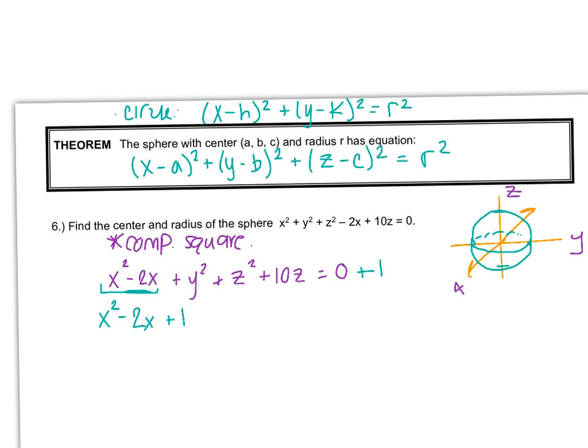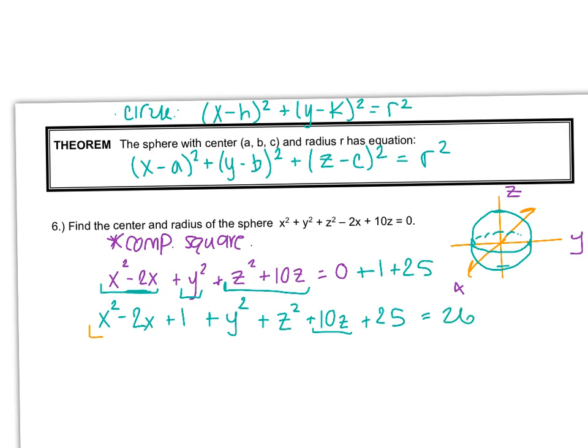Then I want to complete my y², but my y is already a perfect square because the only term I have is y², so that's already a perfect square. Now I want to complete the z's to form a perfect square, so that would be z² + 10z. Now to complete that, again, I would take the 10z, split it in half, and then square it, and that would be plus 25. So I would need to add that to the other side. So now we've got all of this equals 26.